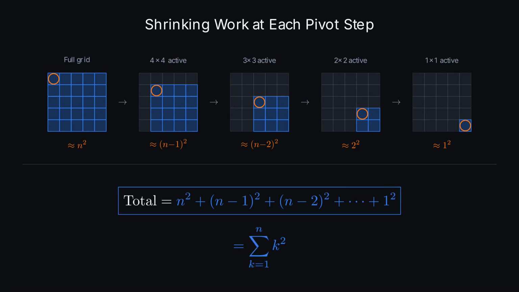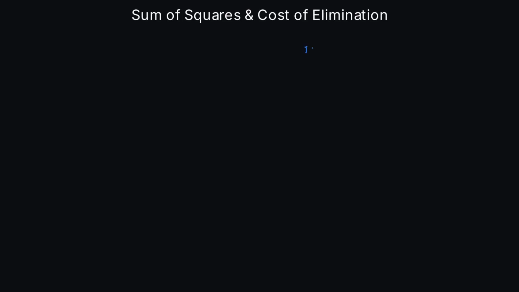The key question now is, how big is this sum of squares? The sum of 1² plus 2² all the way up to n² equals n times (n plus 1) times (2n plus 1), all divided by 6. For large n, this is approximately 1/3 n³.